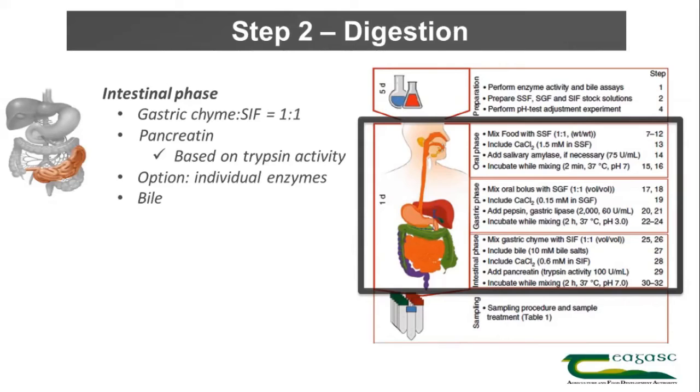If you want to digest very pure components, and if you are interested in the mechanism. And of course, you have to add the bile salt. 2 hours at pH 7, and of course, mixing of the digestion mix.